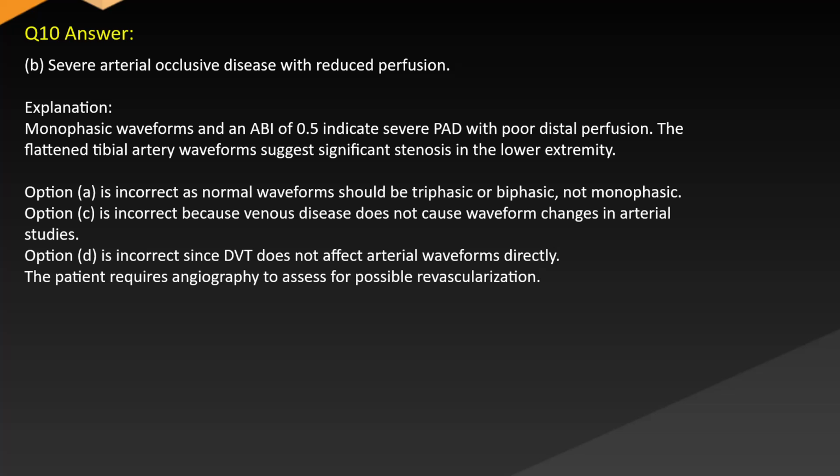Option A is incorrect as normal waveforms should be triphasic or biphasic, not monophasic. Option C is incorrect because venous disease does not cause waveform changes in arterial studies. Option D is incorrect since DVT does not affect arterial waveforms directly. The patient requires angiography to assess for possible revascularization.